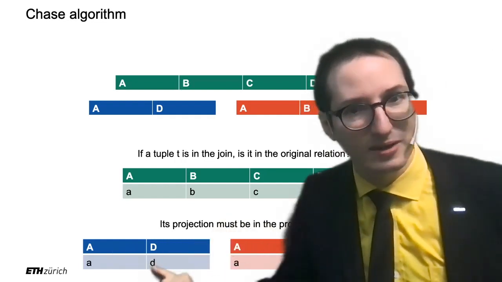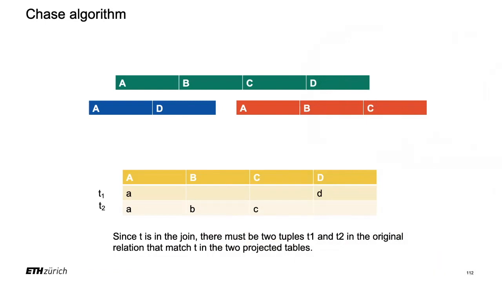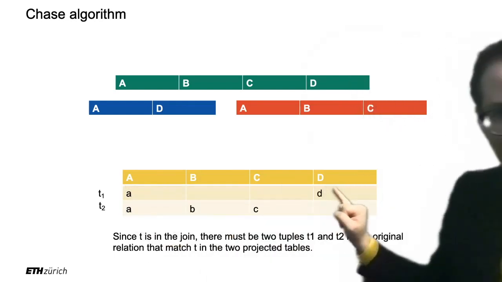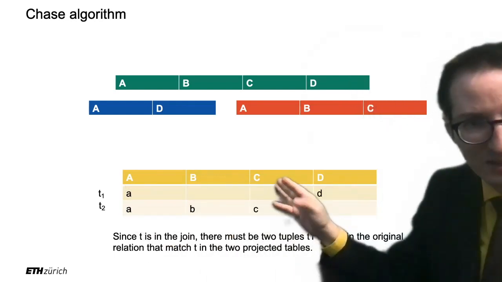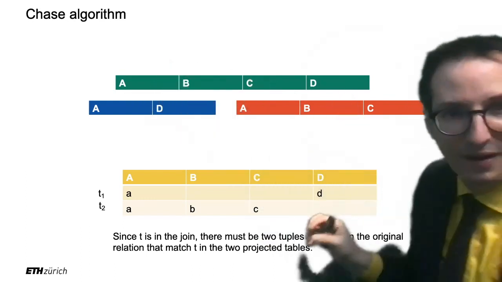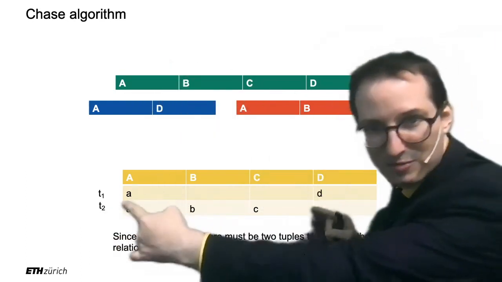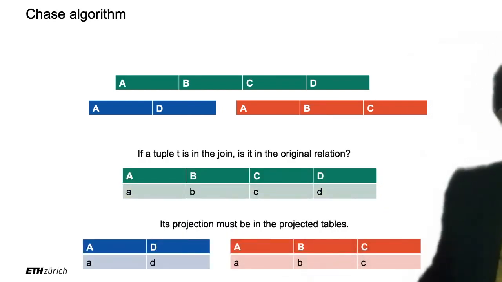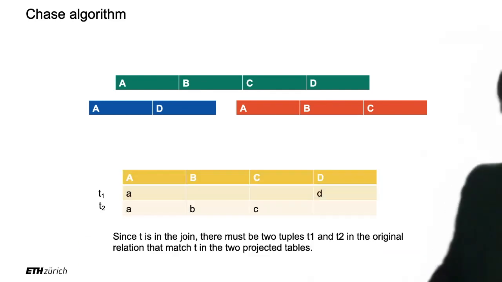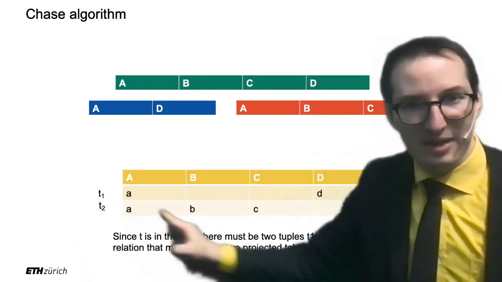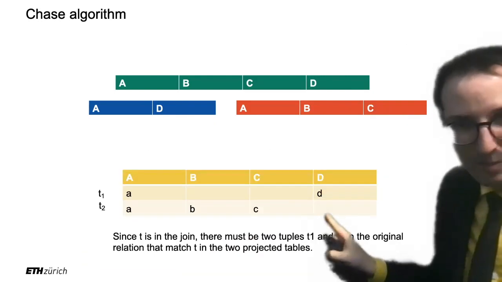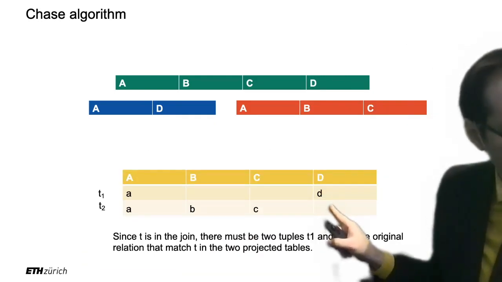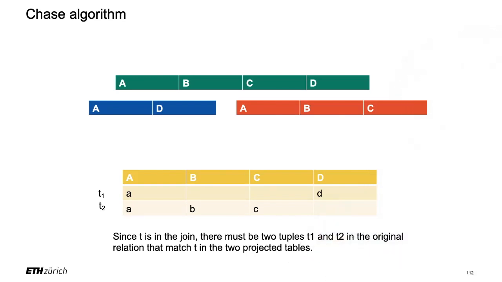If we have AD here, there must be a tuple, let's call it T1, in the original relation that got projected to AD. I don't know what's in the other columns, but there was a tuple somewhere here that got projected to AD. So it has value A here and D here. Then this ABC also has to come from somewhere in the original relation. So there must be some tuple, T2, that has A, B, and C in there, that got projected there, but then I don't know what there was in D. I'm leaving it empty.